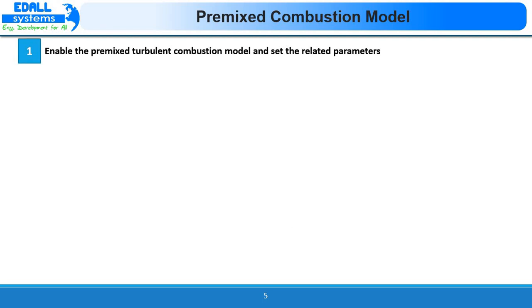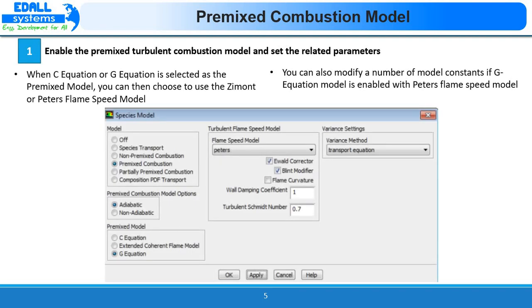Coming to the first step, that is enabling the premixed turbulent combustion model and its related parameters. After defining the turbulence model and energy model, we have to come into species and enable the premixed combustion model, where we can select what energy treatment we want to use, just like the other models, that is adiabatic or non-adiabatic. Then we can select which premixed model we want to use: C equation, G equation, or extended coherent flame model. Based on whatever we select, we can change our turbulent flame speed model from Zimont to Peters. When we select the Peters flame speed model, we are able to modify the model constants or some of the main parameters which define the Peters flame speed model.